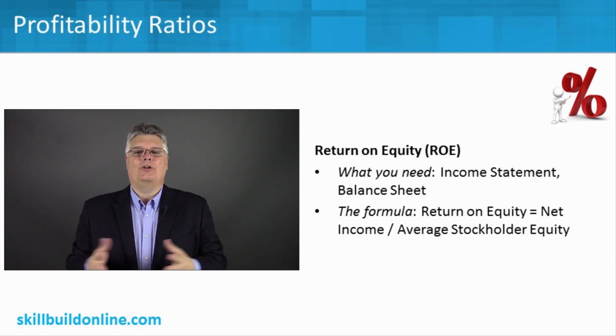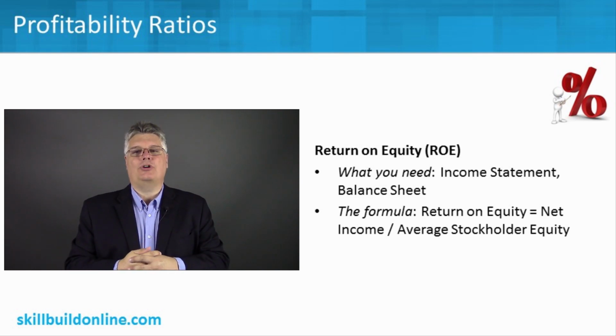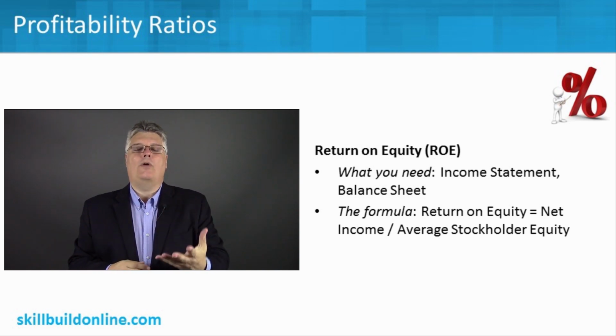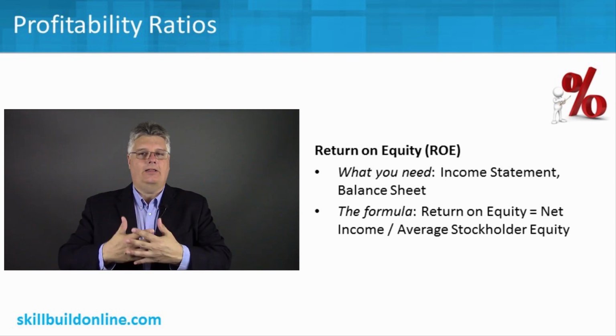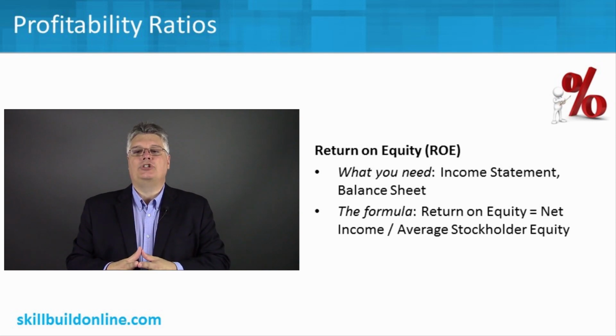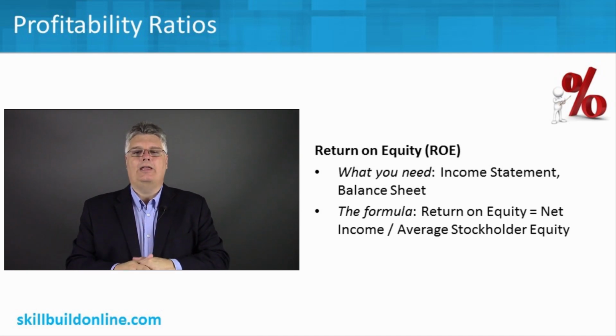So ROE, or return on equity, you're looking at the income statement and the balance sheet, and you're looking at net income divided by the average shareholder equity. Where ROA was all about assets and how effectively we're using our assets, that is taken out of this equation. This is about shareholder equity, basically what we own. We're the owners of the company. Equity is another word for ownership, so to speak.